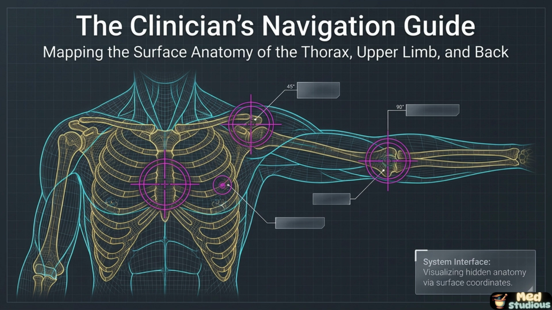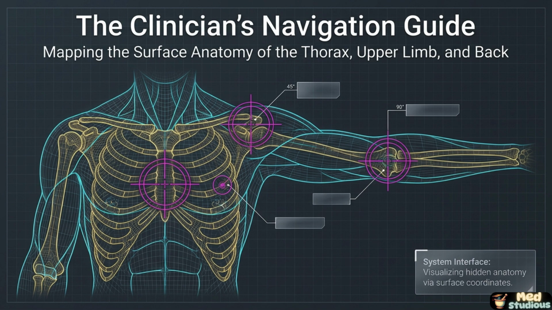The thorax, the back, and the upper limbs are three of the most clinically active regions in the entire body, packed with diagnostic targets, injection sites, auscultation windows, and vascular access points. In this video, we are going to systematically decode every major surface landmark across these regions, from the suprasternal notch at the top of the chest all the way down to the gluteal foundation of the posterior trunk. Think of this as your clinician's navigation guide.